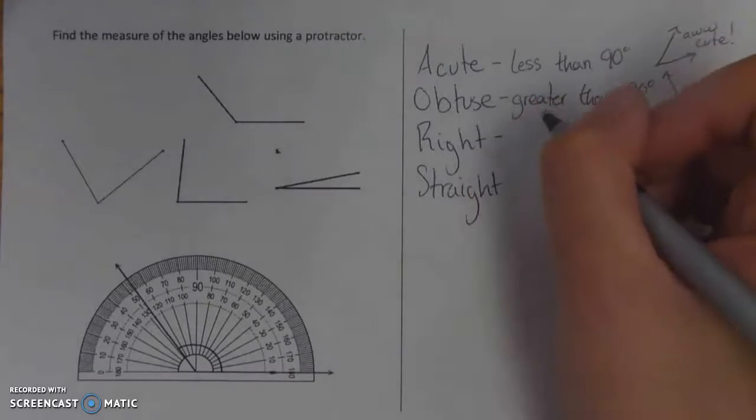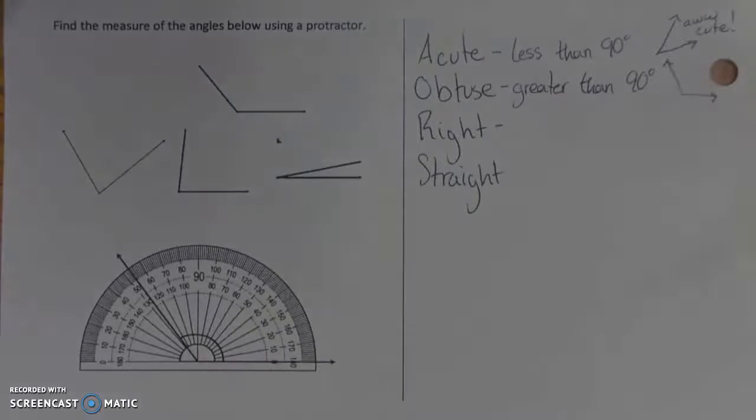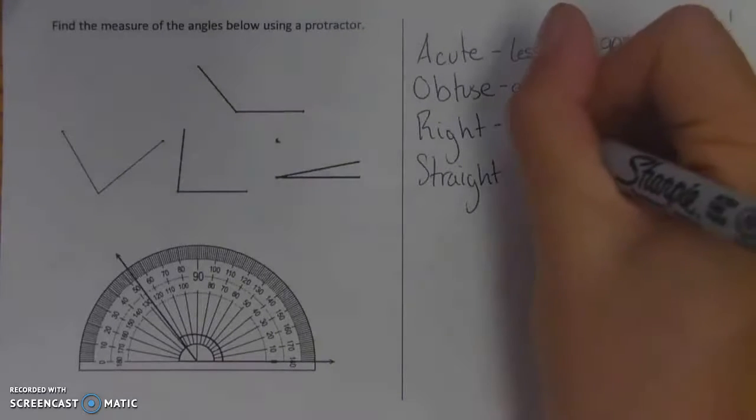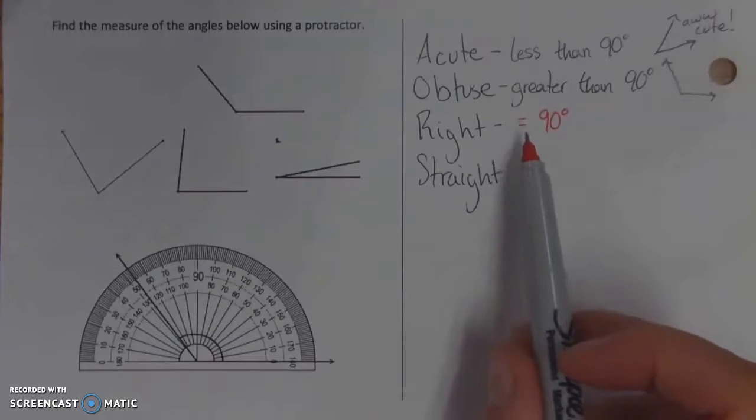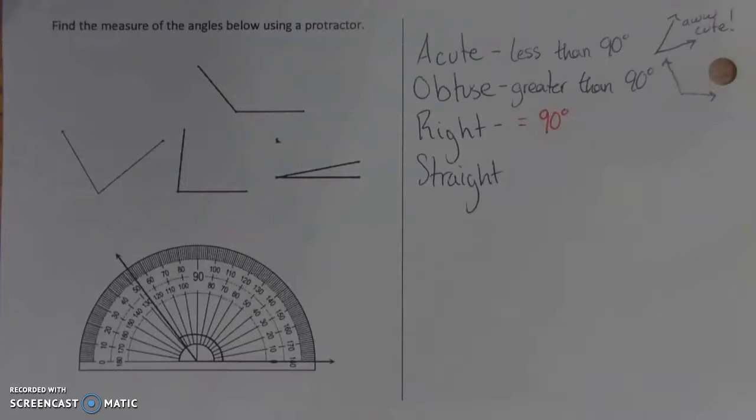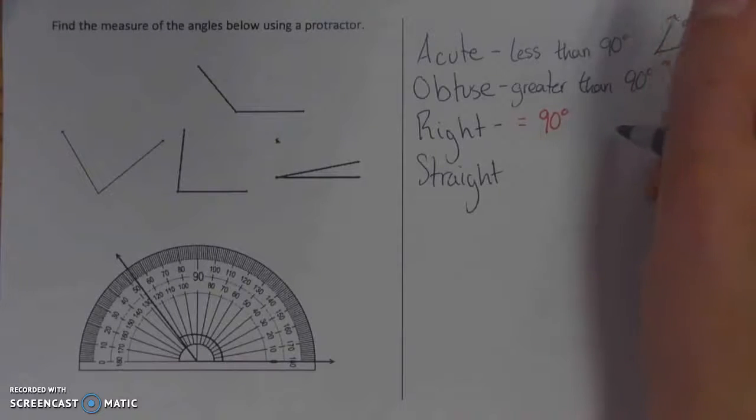Now with right, I'd like you to underline, highlight, or use a different color here because right angles are special, and that's because right angles are exactly 90 degrees. And anytime you have something that is exact, it means that you can have an equal sign, and that means that it could be potentially used to create a formula. And we're going to be always looking for things that we can turn into formulas in geometry.